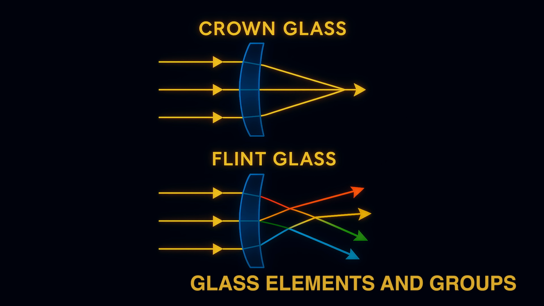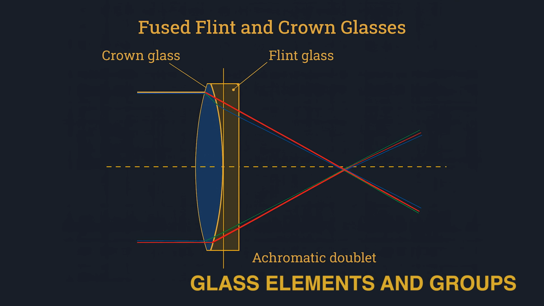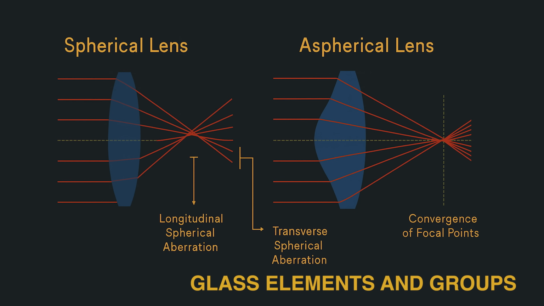Crown glass bends light less. Flint glass bends it more but causes color separation. Paired together, they counter each other's weaknesses. Traditional spherical elements are simple to make but can distort edges. Aspherical elements, with more complex curves, help control distortion and keep the lens sharper.